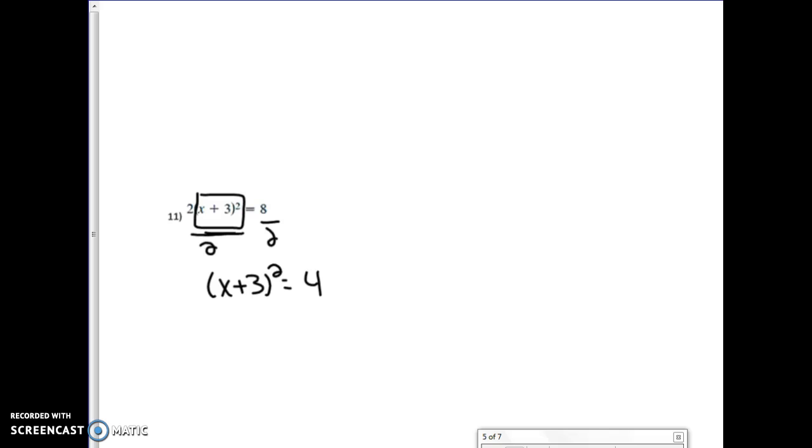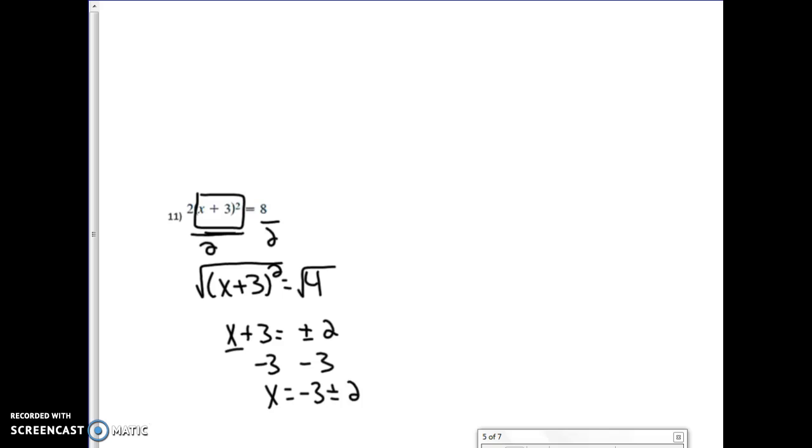Okay? Now I can square x plus 3 if I want to, or I can just get rid of the square. And how do I get rid of a square? I can just square root both sides. So right now, I get x plus 3 equals plus or minus 2. Because remember, if I take the square root of 4, I get positive and negative 2. So I still want to get x by itself, so I'm going to subtract 3 from both sides, so I get negative 3 plus or minus 2.